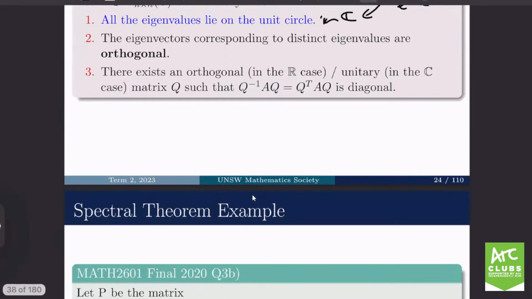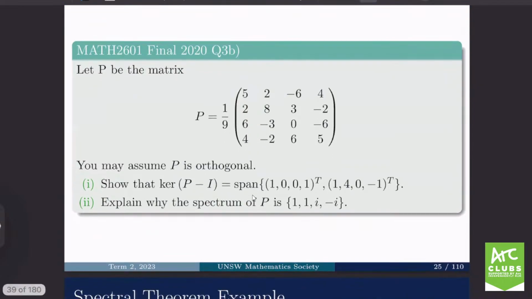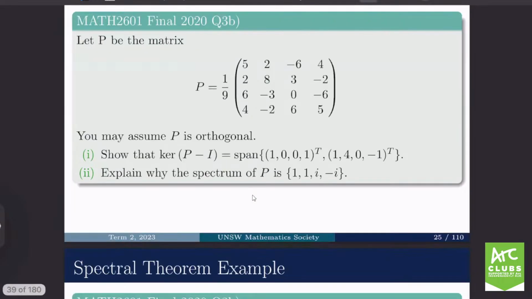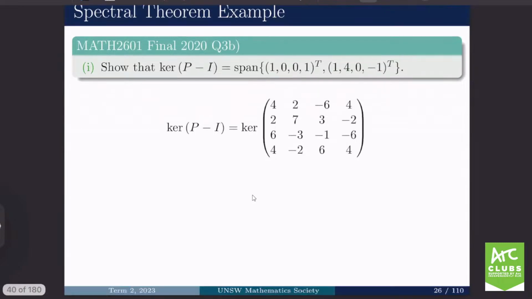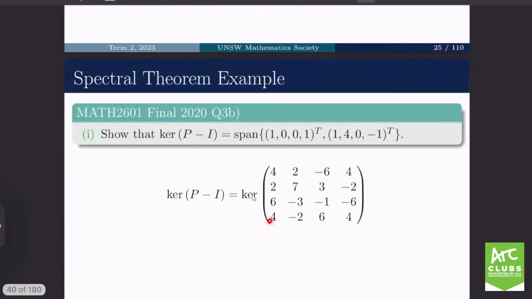Alright, so let's look at an example of the spectral theorem to see what's going on. Let P be the matrix 1 on 9 times all these entries here. We may assume that P is orthogonal. First, show that the kernel of P minus I equals the span of these two vectors. The kernel of P minus I is equal to the kernel of this matrix here. We've ignored that 1 on 9 out the front, which won't affect the kernel, and subtracted 1 along all the diagonal entries.